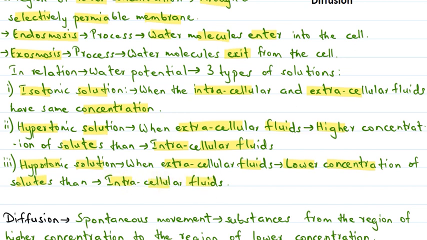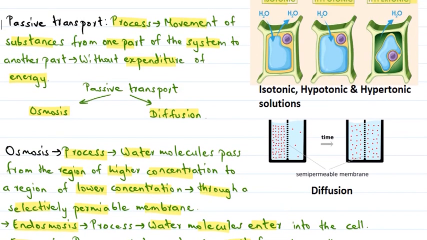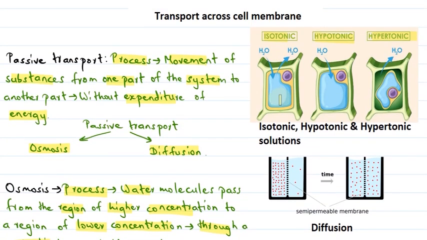So we discussed these three types of solutions and what happens when we place cells in such solutions. When we place cells in an isotonic solution, there is no net movement of water molecules, so there is no change and the cells remain the same. This is an example of plant cells shown in this diagram, where in an isotonic solution the cells become flaccid.